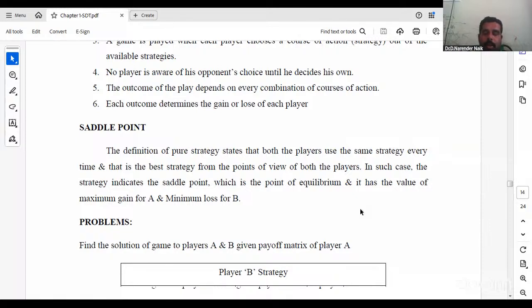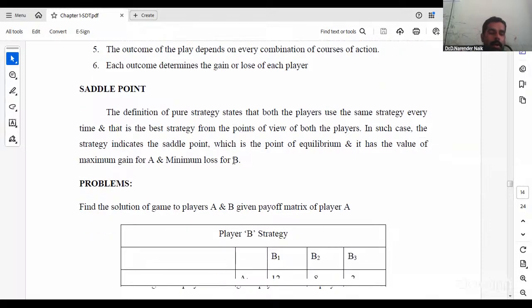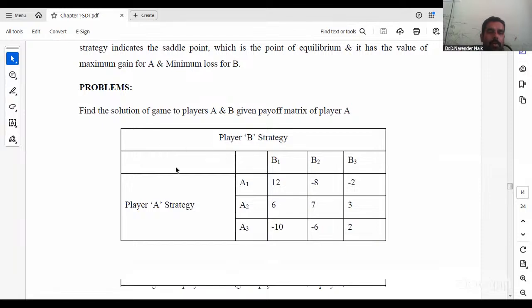So at this we will conclude today's class. Tomorrow we will see the problematic part. In the problematic part, the first problem is: find the solution of the game to players A and B, given the payoff matrix of player A. Player B strategy, player A strategy. This is the problem.